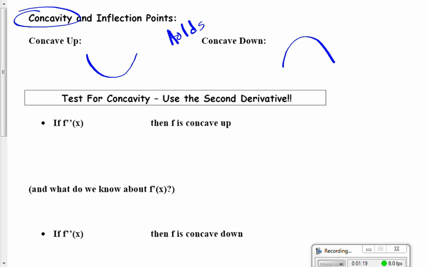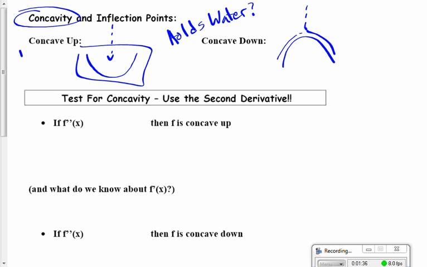I like to use the idea of whether or not the graph would hold water if you poured water in from the top. A concave up graph would hold water, versus if you dropped water on a concave down graph, the water would run off. So the whole domain doesn't need to be concave up. You can have portions of graphs that are concave up, and you can have portions of graphs that are concave down. Okay? So a little bit of background for where this comes from and the connection to the first derivative.